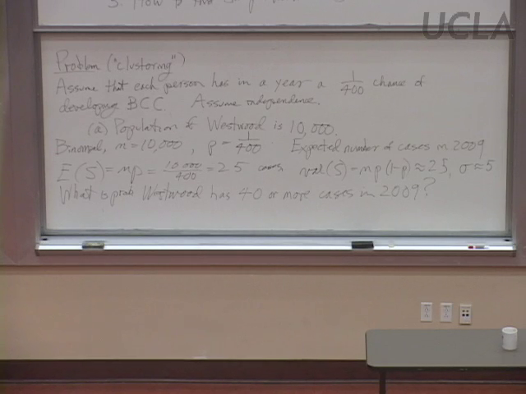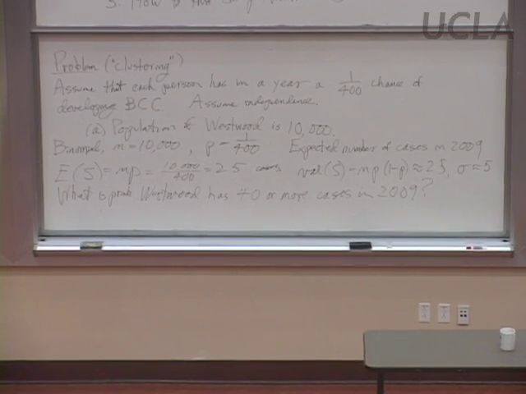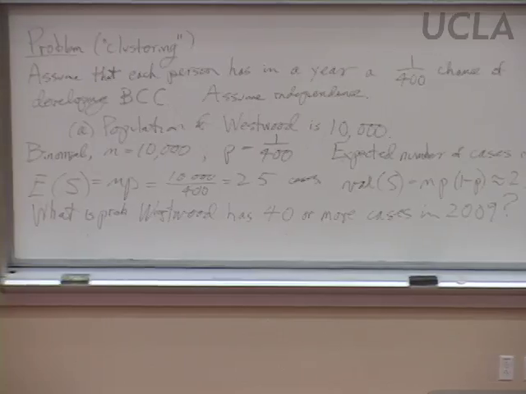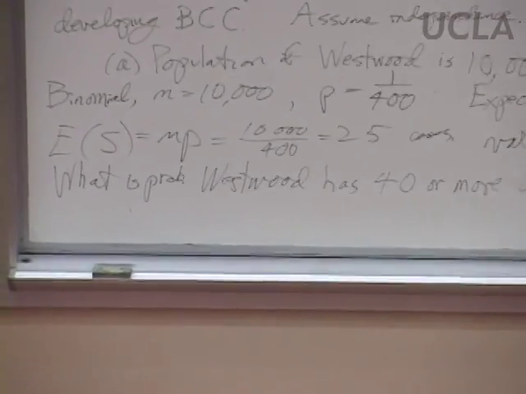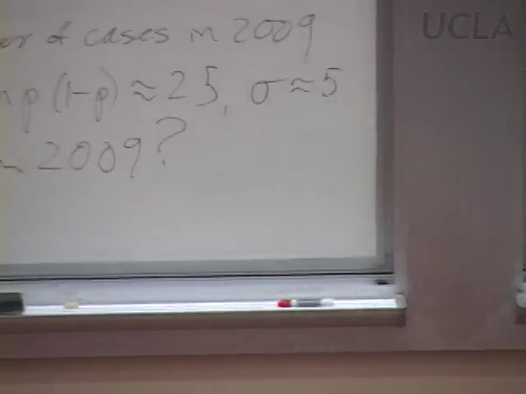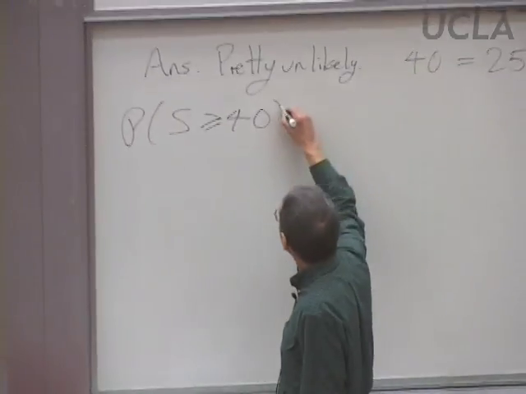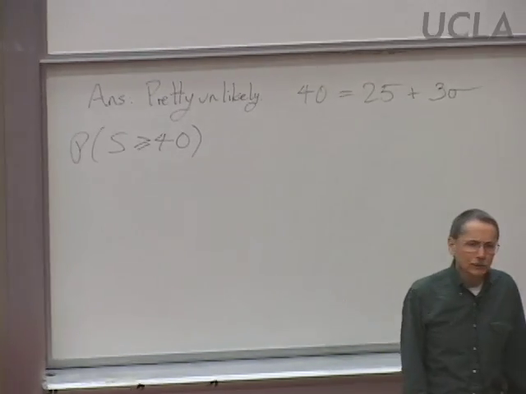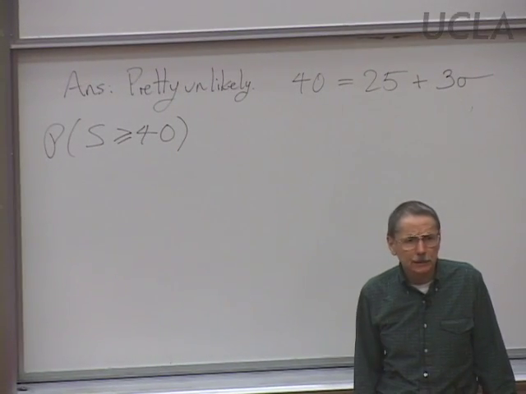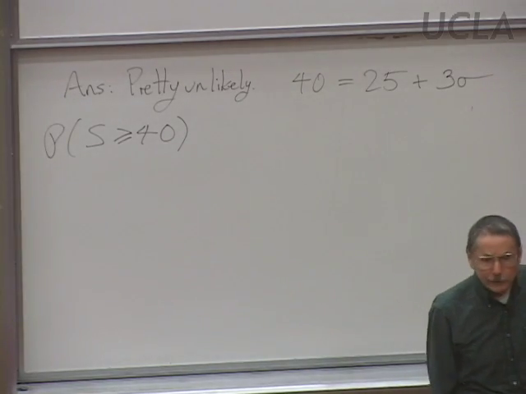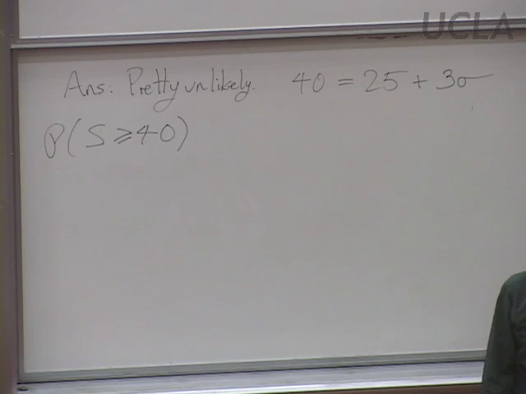40 is 25 plus approximately 3 standard deviations. Sigma is about 5. But let's see what the numbers are. Probability of 40 or more. Well, it's binomial. It's probability of 40 or 41 or, all the way up to 10,000. But of course, we're not going to work those out one at a time. We'll use the normal approximation.